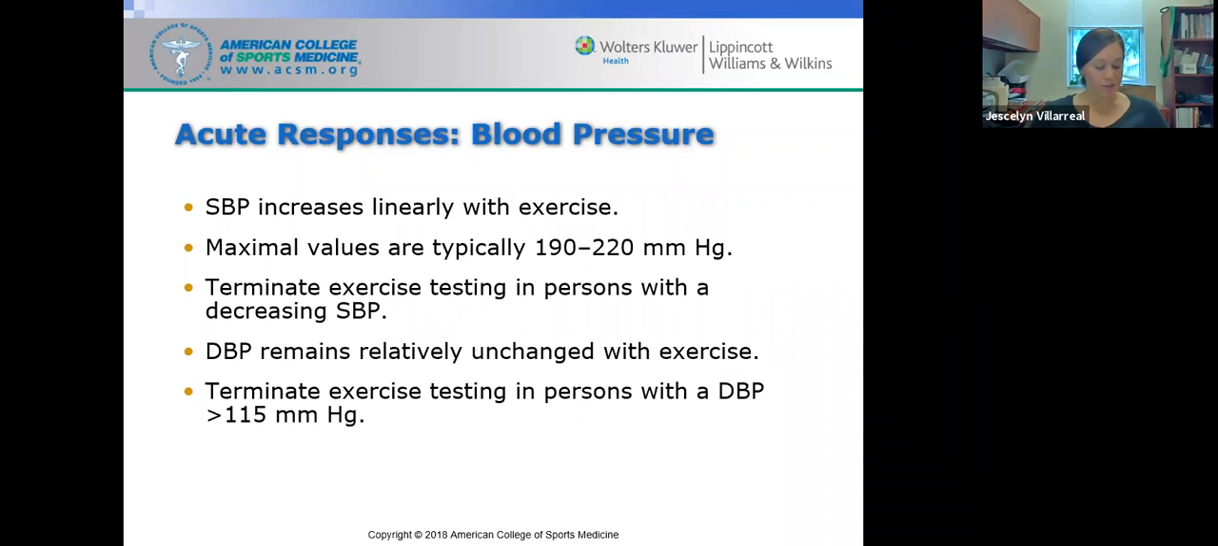Blood pressure. Systolic blood pressure increases linearly, just like heart rate, with exercise. Max values are typically 190 to 220 millimeters of mercury, and they should not exceed 250 millimeters of mercury. If a person has decreasing systolic blood pressure, you need to terminate any exercise testing. Diastolic blood pressure goes down slightly or may remain unchanged with exercise, because of the peripheral resistance caused by enlargement of the arterioles in the active muscles during exercise.